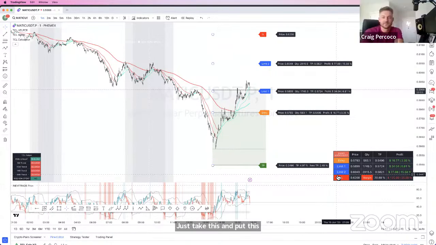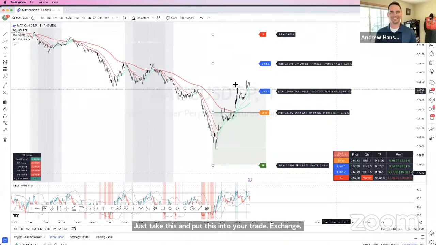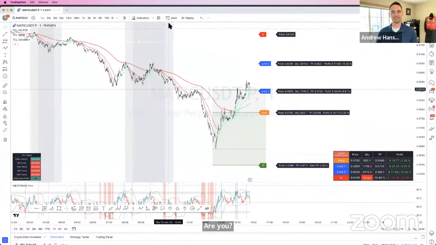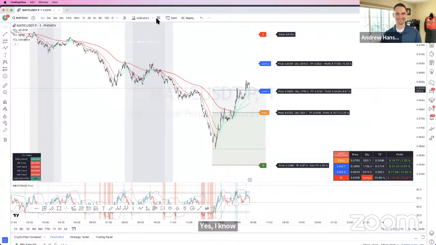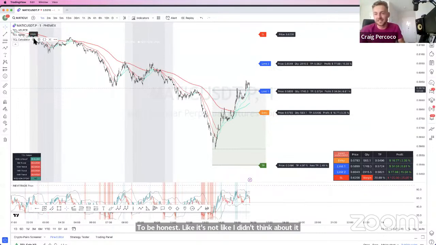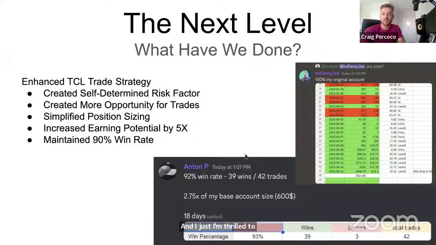Wow. Come on. Craig, have you ever seen anything like this? What do you think about this? I know. I never even thought about trading this way, to be honest. Like, it's not like I didn't think about it, but I was like, I don't know. And you guys have just been locked in, and I never would have expected it, but it's so insane to see where it's leading. And I'm thrilled to see where it's going to be in a year, and the lives are going to be changed. It's going to be sick.